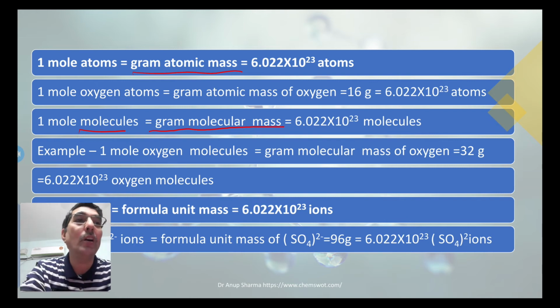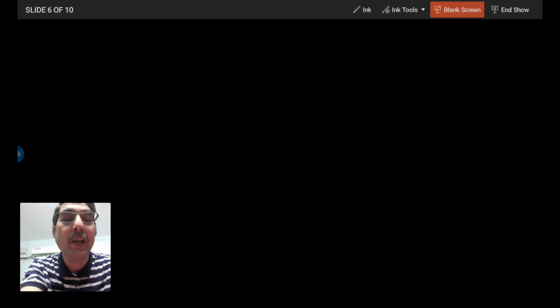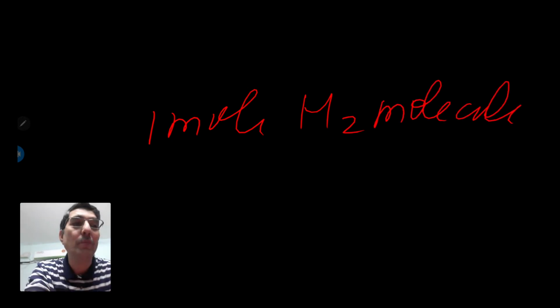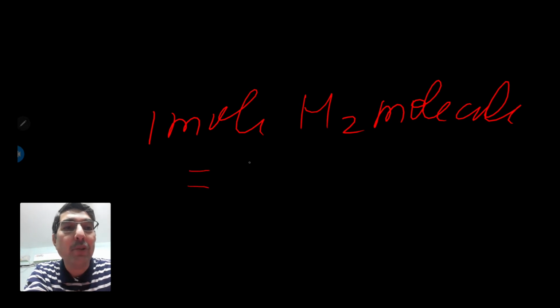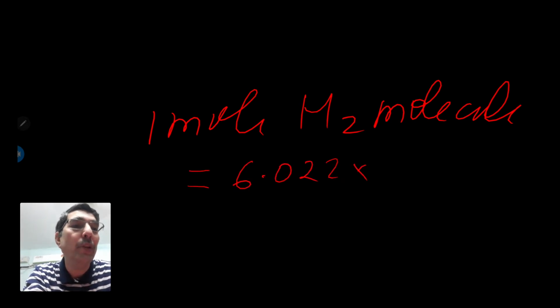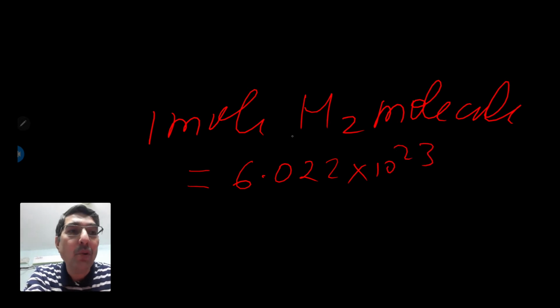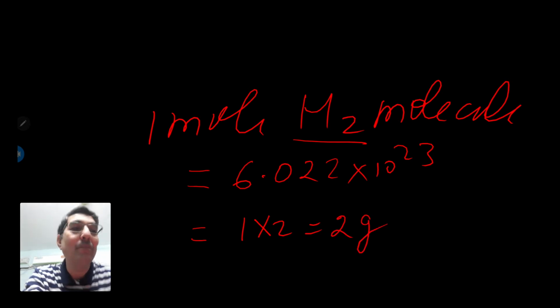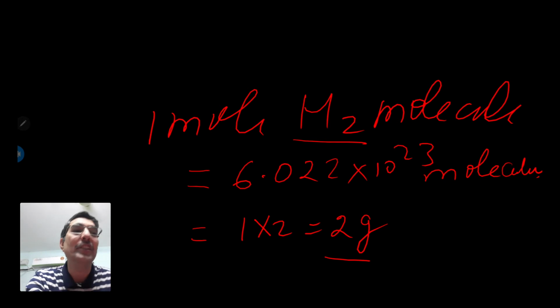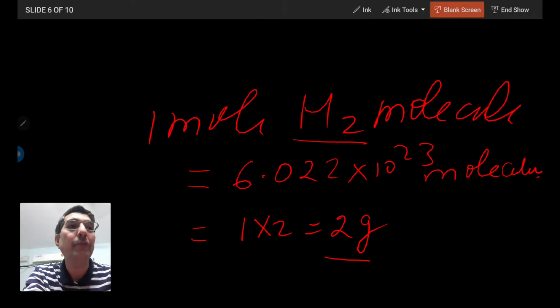If you want, I can show you here as well. So we say 1 mole of hydrogen molecules equals how many hydrogen molecules? 6.022 times 10 to the power 23. And now we know hydrogen's relative atomic mass is 1. So what will be the mass? 1 times 2, so it will be 2 gram. So 1 mole of hydrogen molecules will be 2 gram, and that many molecules will be there in this. So you can correlate it with other molecules as well.